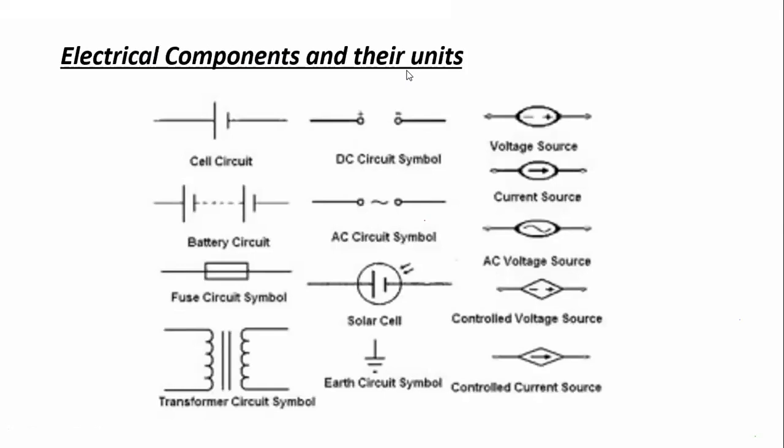Next are a few electrical components and their units, which are very much useful to understand the electrical circuits, the electronic circuits. You need to learn all of those symbols, so that when you have hands-on practice on circuit diagrams, you know all these components. This is cell circuit. This is DC circuit symbol, voltage source, current source, AC voltage source, controlled voltage source, controlled current source, battery circuit, AC circuit symbol, fuse circuit, solar cell, transformer symbol, and the earth.